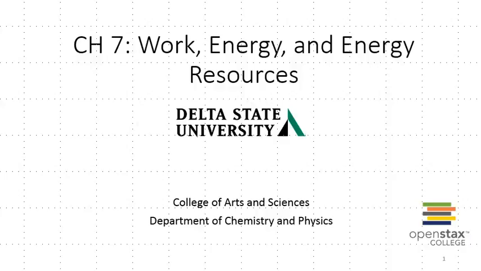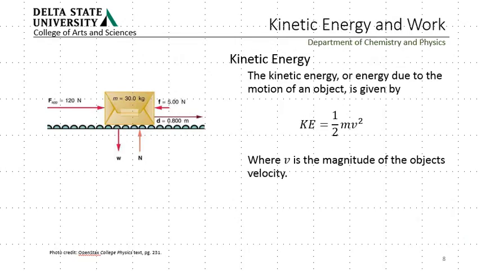All right, in part 2 of chapter 7, we're going to start talking about kinetic energy. Kinetic energy is the energy of motion. If you want to know the kinetic energy of an object, you need to know its mass and its velocity. If you know its mass and velocity, you know its kinetic energy, because kinetic energy is just 1/2 mv squared. All right?